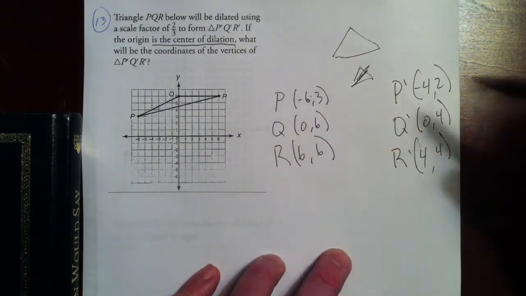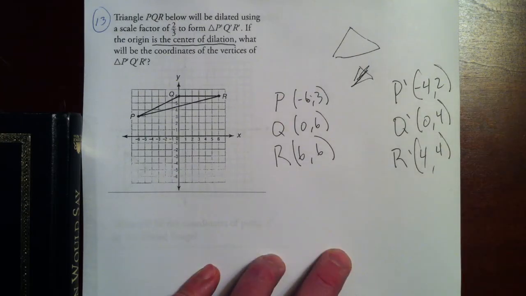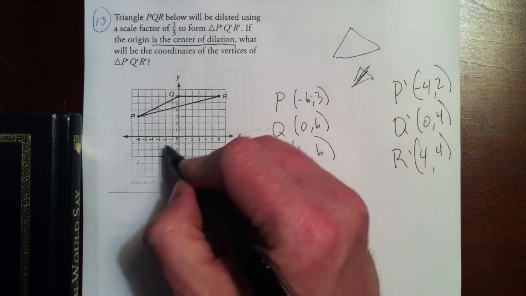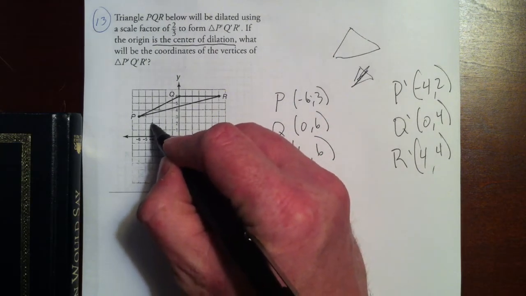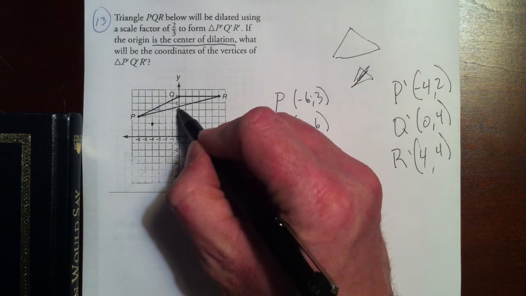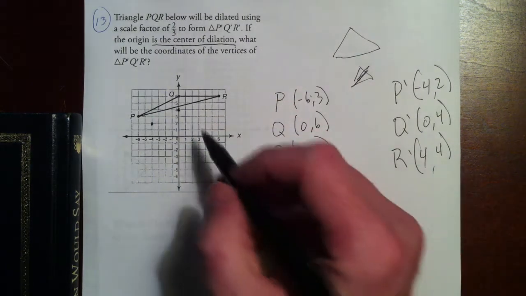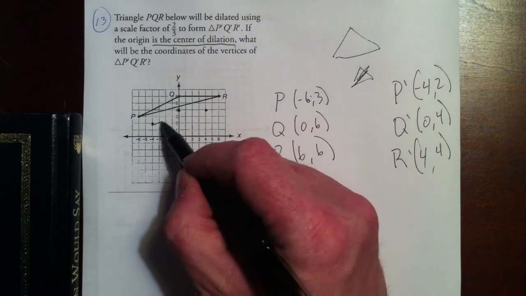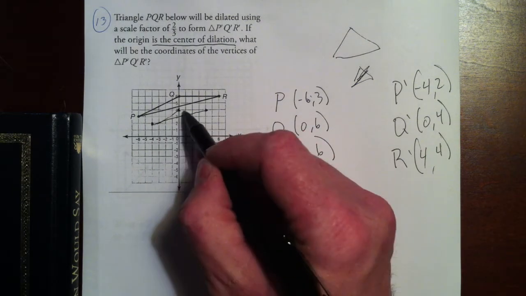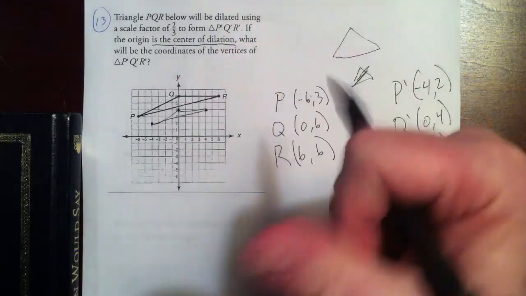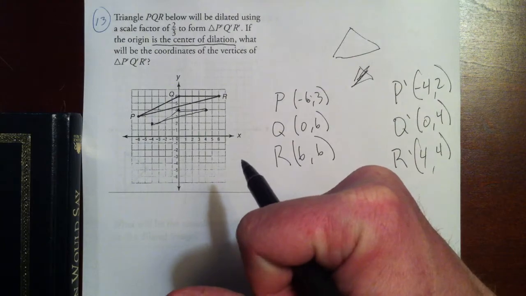Guys, I'm not asking you to do this, but I'm going to go ahead and plot these points for you just so you can see what I'm talking about. Our new P prime is -4, 2, then 0, 4, and 4, 4. And we have the same shape. A lot of these dilations look like they've been shrunk and slid sometimes. Okay.